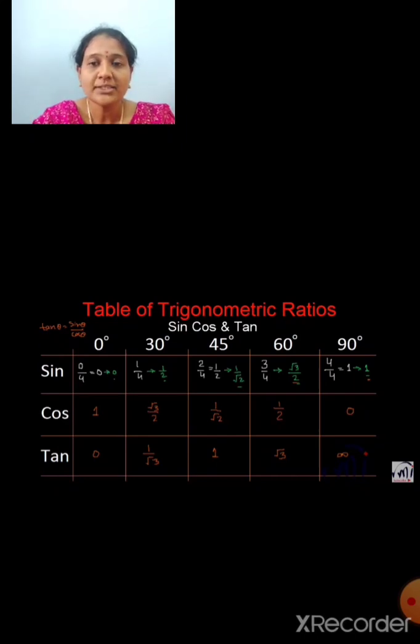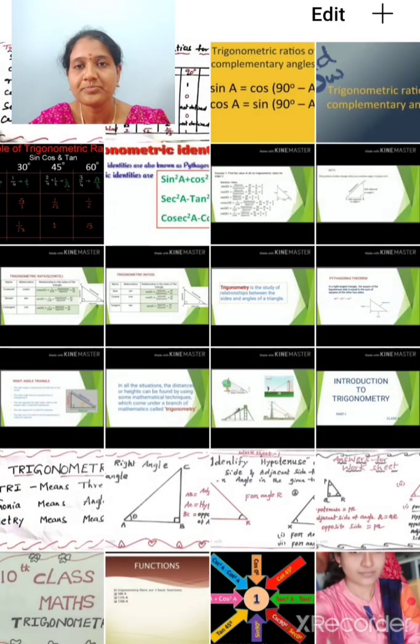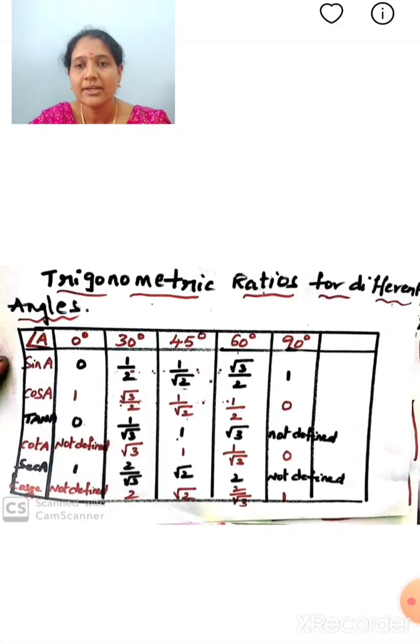So likewise, you have to write the 3 basic trigonometric ratios for different angles. Next, the reciprocal of sine is nothing but cosecant. You just interchange the numerator and denominator of sine for each angle. You will get the cosecant. Likewise, for cos and tan also. Let us observe the table. So that is trigonometric ratios of different angles.